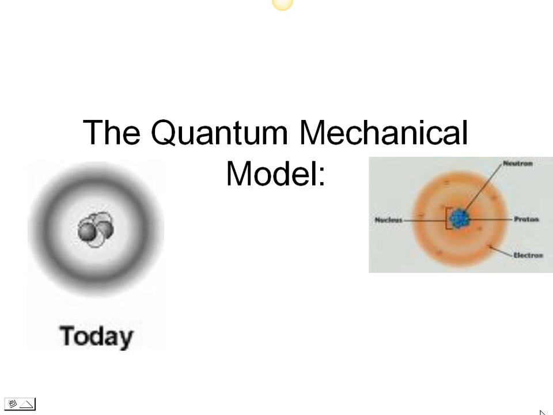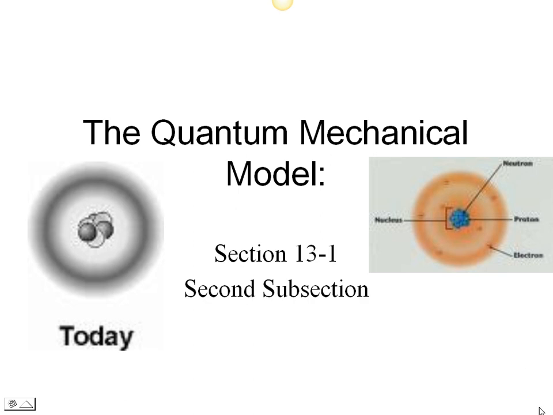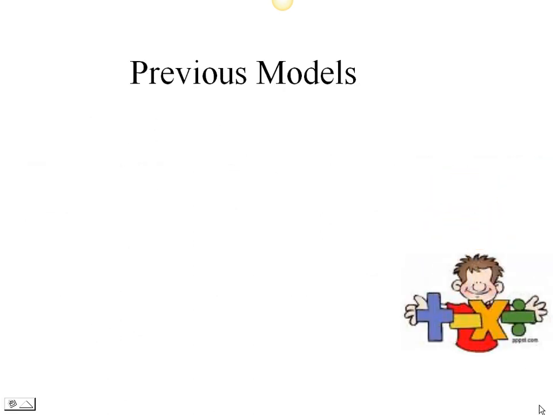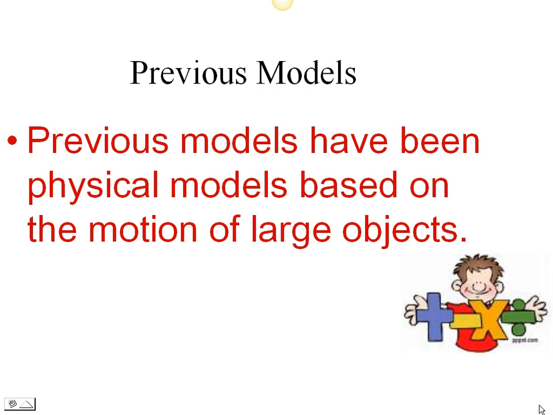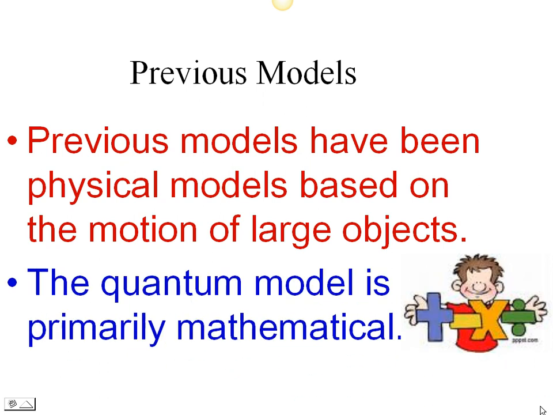Quantum mechanic model of the atom. Here's a picture of what today's model looks like. Section 13.1, subsection 2. Previous models of the atom. Previous models have been physical models based on motion of large objects, such as the planets. The quantum model is primarily a mathematical model.